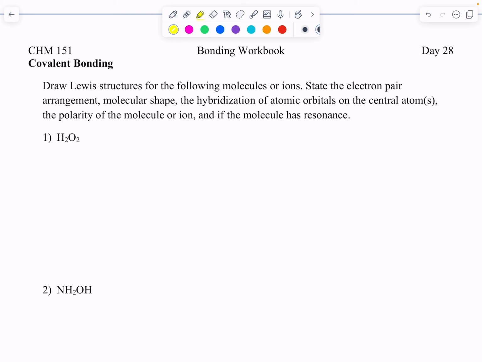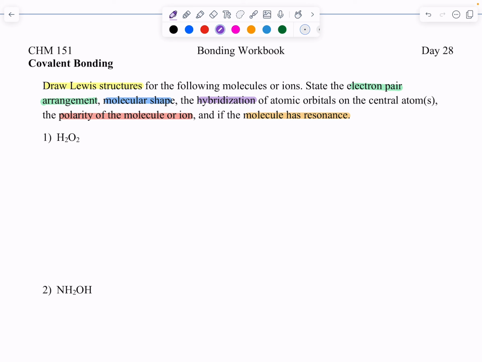So, what are we doing? We are going to draw Lewis structures, right? We're going to get the electron pair arrangement or geometry, the shape, the hybridization on the central atom, if it's polar, and if there's resonance. All right, so that's what we're going to do in all of these. All right, so let's dive in.